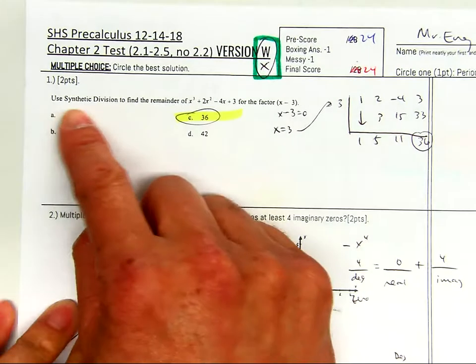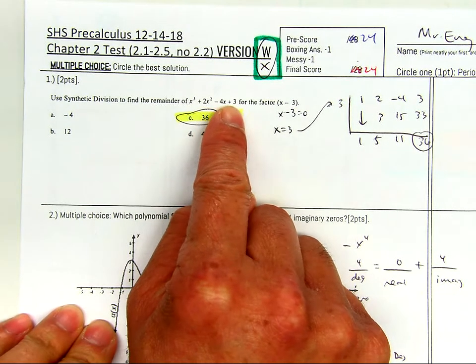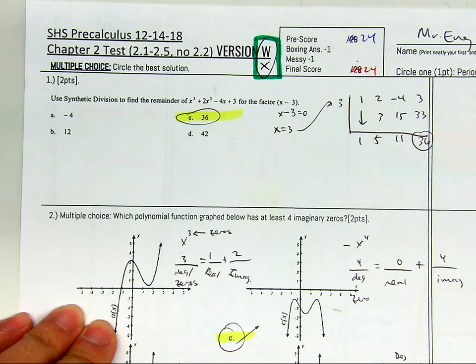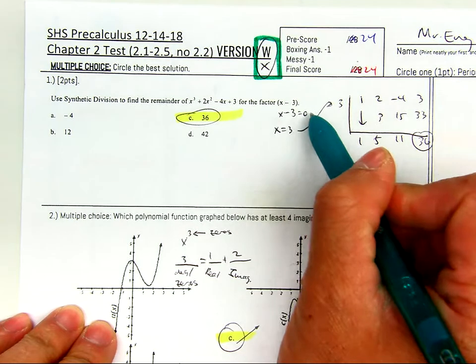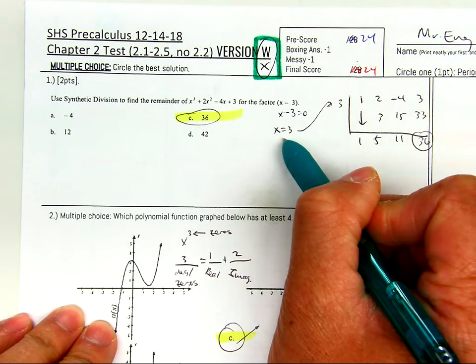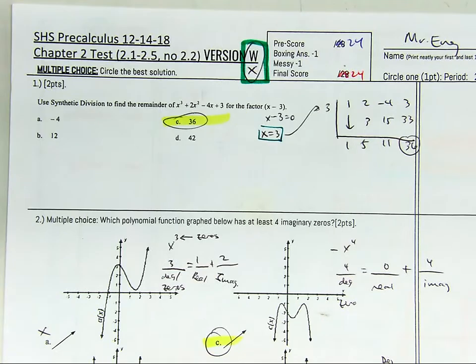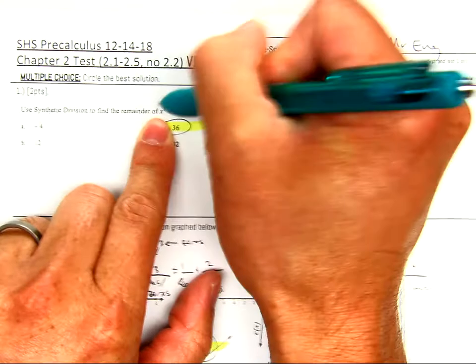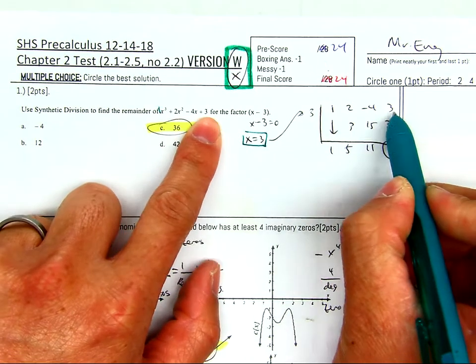Question number 1, use synthetic division to find the remainder of x cubed plus 2x squared minus 4x plus 3 for the factor of x minus 3. To use synthetic division, I have a binomial, so I'm going to set it equal to 0. Therefore, the 3 that I get here is a 3 as my divisor. The numbers I write for synthetic division are the coefficients. Coefficients are the numbers in front. 1, 2, -4, and 3.